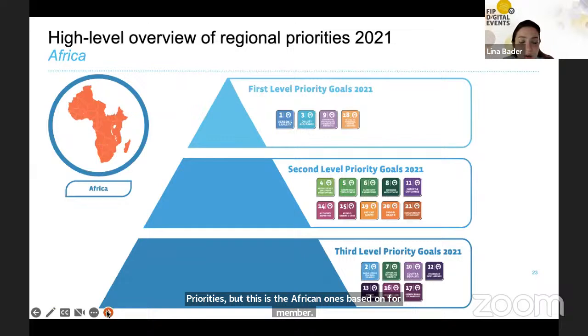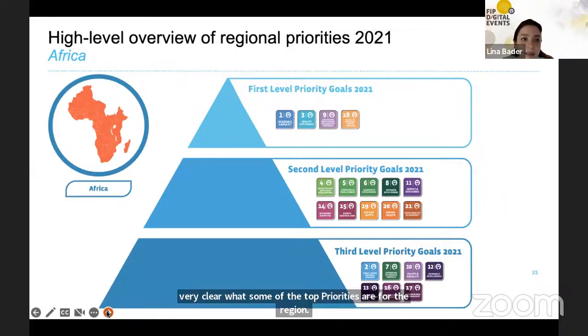First level priority goals, not too dissimilar to the ones before, but 1, academic capacity. Quality assurance was important. Number 9 is actually continuing professional development. And number 18 is access to medicine. So we can see number 1 being common with the global priorities, but there are 3 other important priorities for the region that perhaps are more specific to Africa than the rest of the world. And you see the second level priority goals, third level priority goals. So it's very clear what some of the top priorities are for the region.